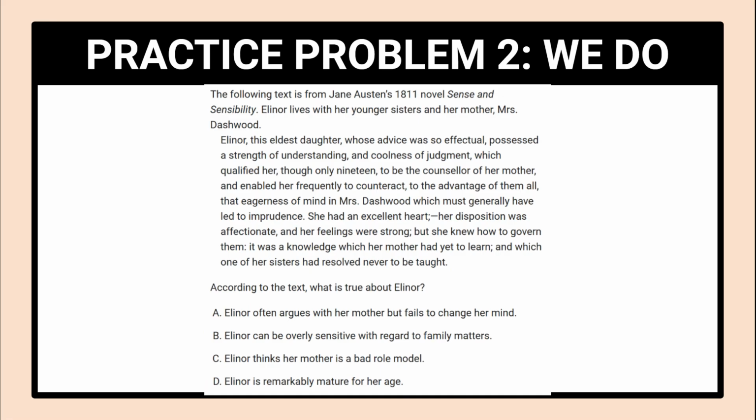Towards the end of the text, it says that it was a knowledge which her mother had yet to learn, and which one of her sisters had resolved never to be taught. Because of this, it implies that Eleanor is remarkably mature for her age, which best fits with the characterization they're putting Eleanor through by making her more mature, understanding, and rational than even those older than her.